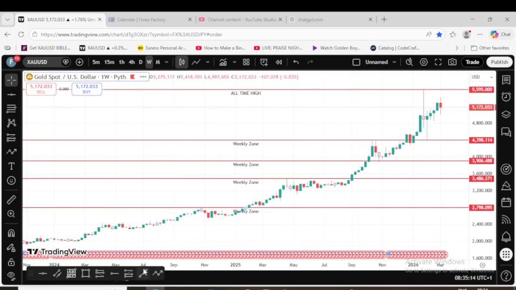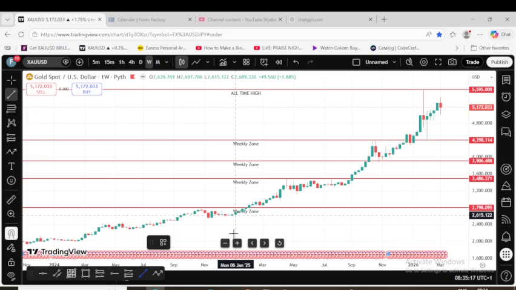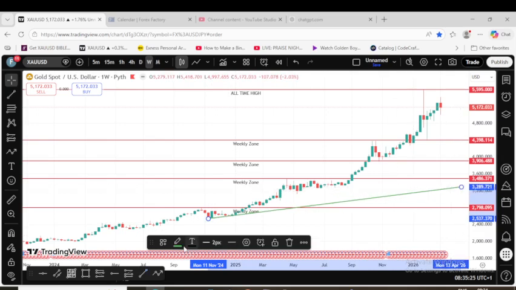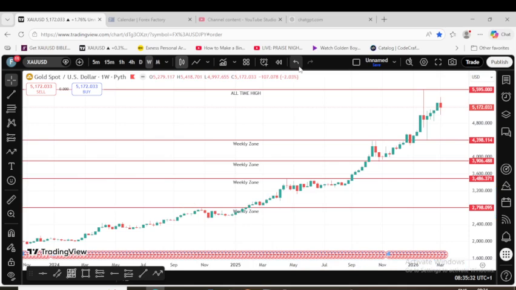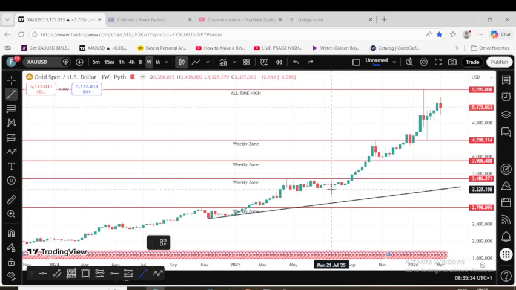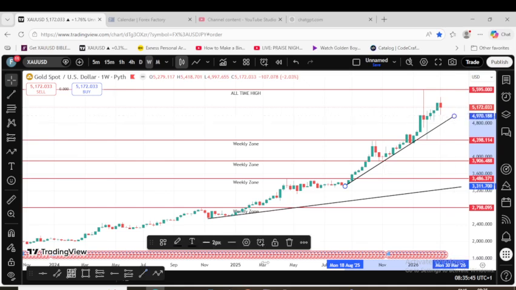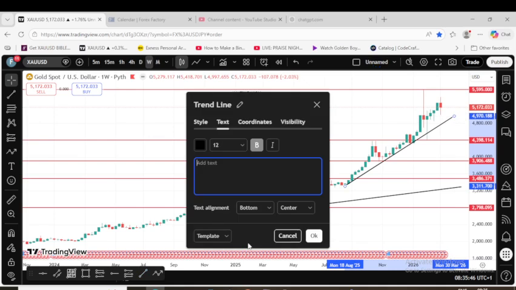So now that we've identified our zones, we'll see if we can draw any trend lines. We can draw a trend line like this, but it's too far off from current price action, so let's leave it, because it's too far from current price action to have any relevance anyway. Then we have a trend line something like this. So this is our weekly trend line.